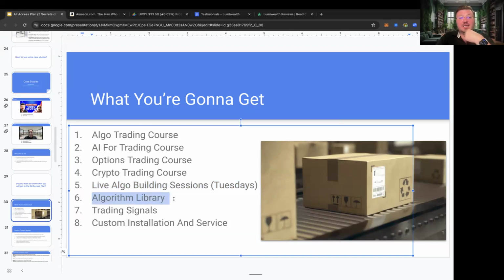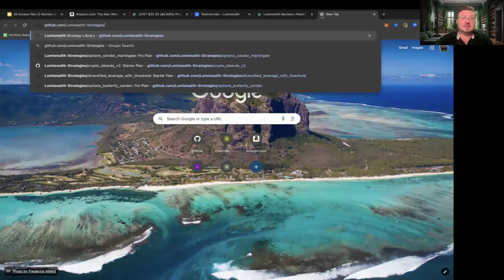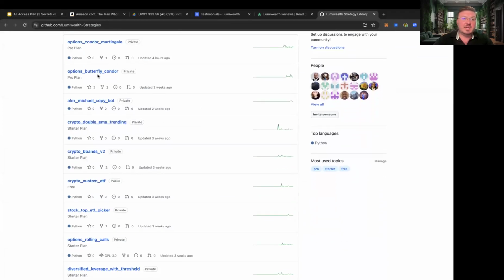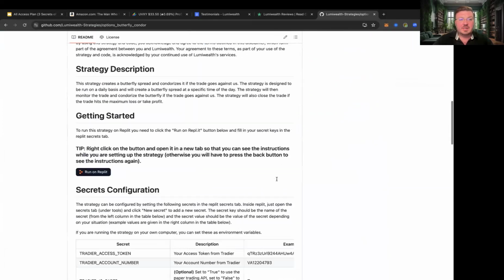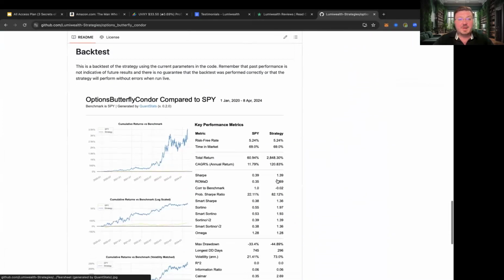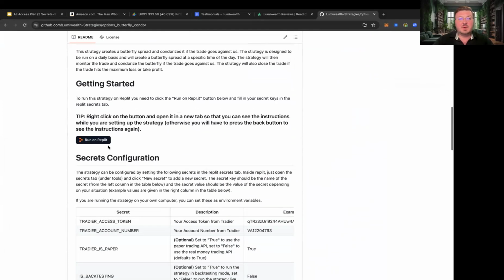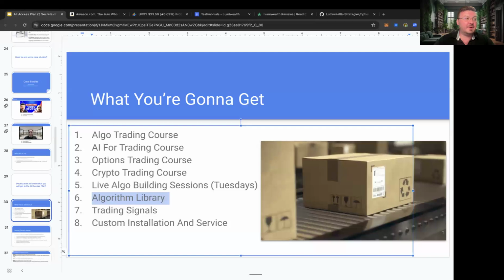You also get access to our algorithm library. Basically, all these algorithms I've been showing you, you can go into GitHub. They're all available to you. It looks kind of like this. This is our GitHub library. Here's all of them. You could actually click into it. Here's butterfly condor. Say I want to run that one. I can go down here, see all the backtests, and it makes it super easy for me to run this thing. It's basically click one button. When you click this button, you basically run it. Super simple, right? You don't need to code. You don't need to know how to do any of that stuff.